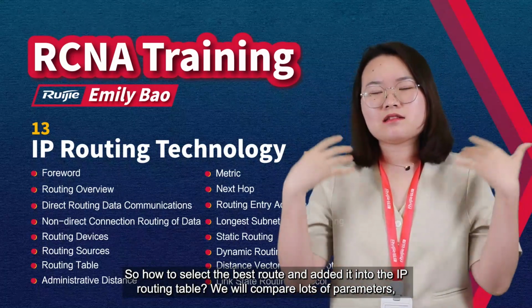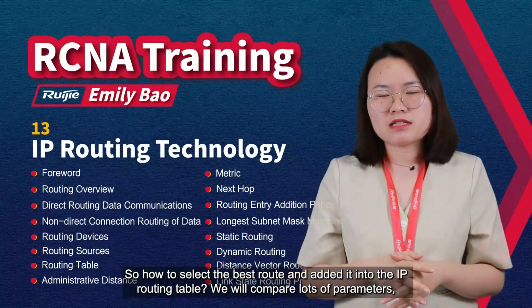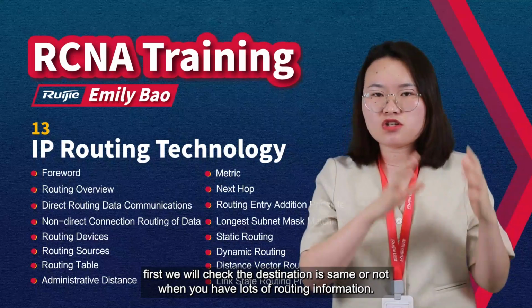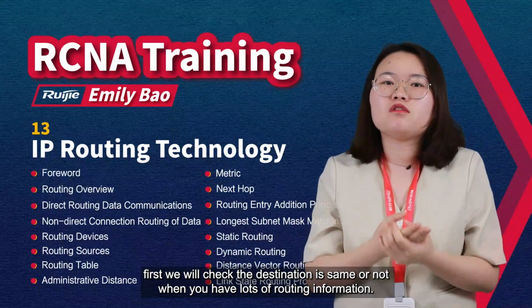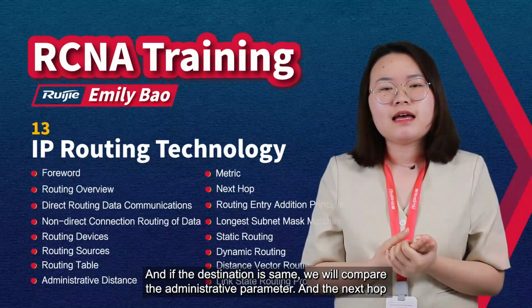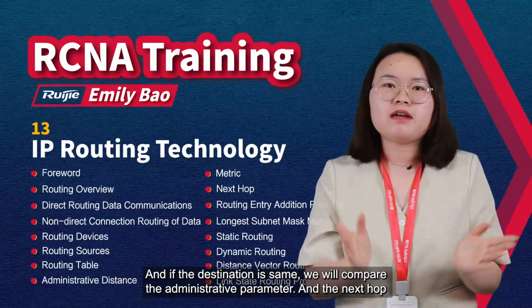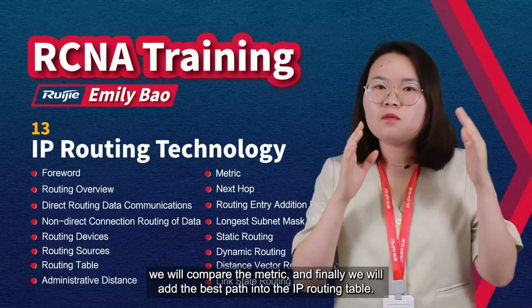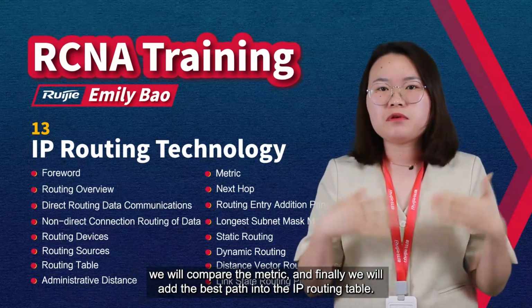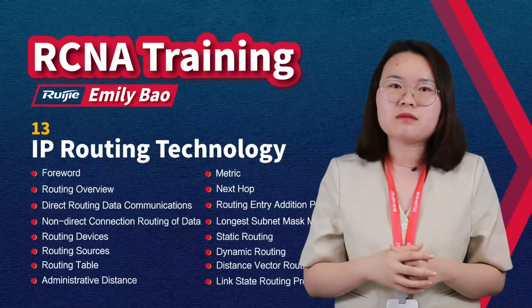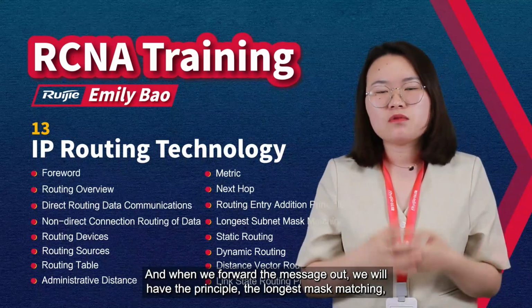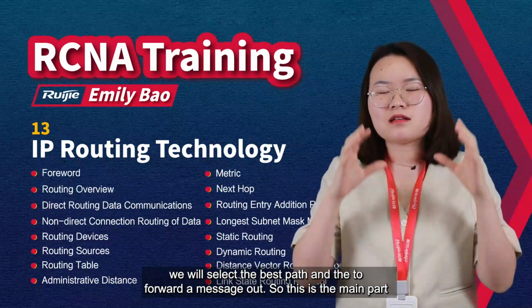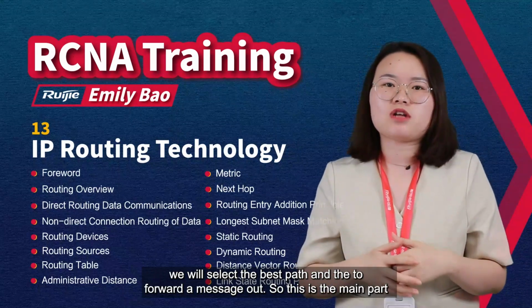So how do we select the best route to add into the IP routing table? We will compare lots of parameters. First, we will check whether the destination is the same or not, of course, if you have lots of routing information. And if the destination is the same, we will compare the administration parameter. And for the next hop, we will compare the metric. And finally, we will add the best path into the IP routing table. And when we forward the message out, we have the principle of longest mask matching. We will select the best path and then forward the message out.